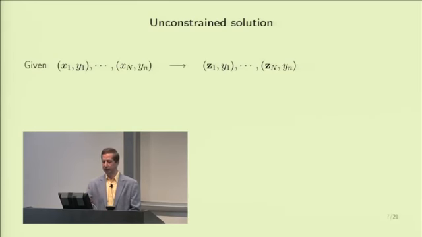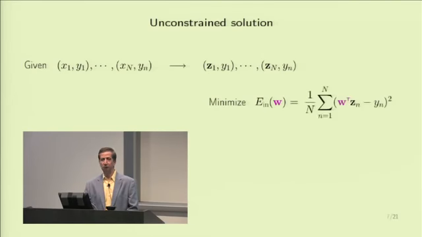Evaluated at the corresponding x. Okay? So I get this. And my goal of the learning is to minimize the in-sample error. The in-sample error will be a function of the parameters w. Okay? And this is the formula for it.